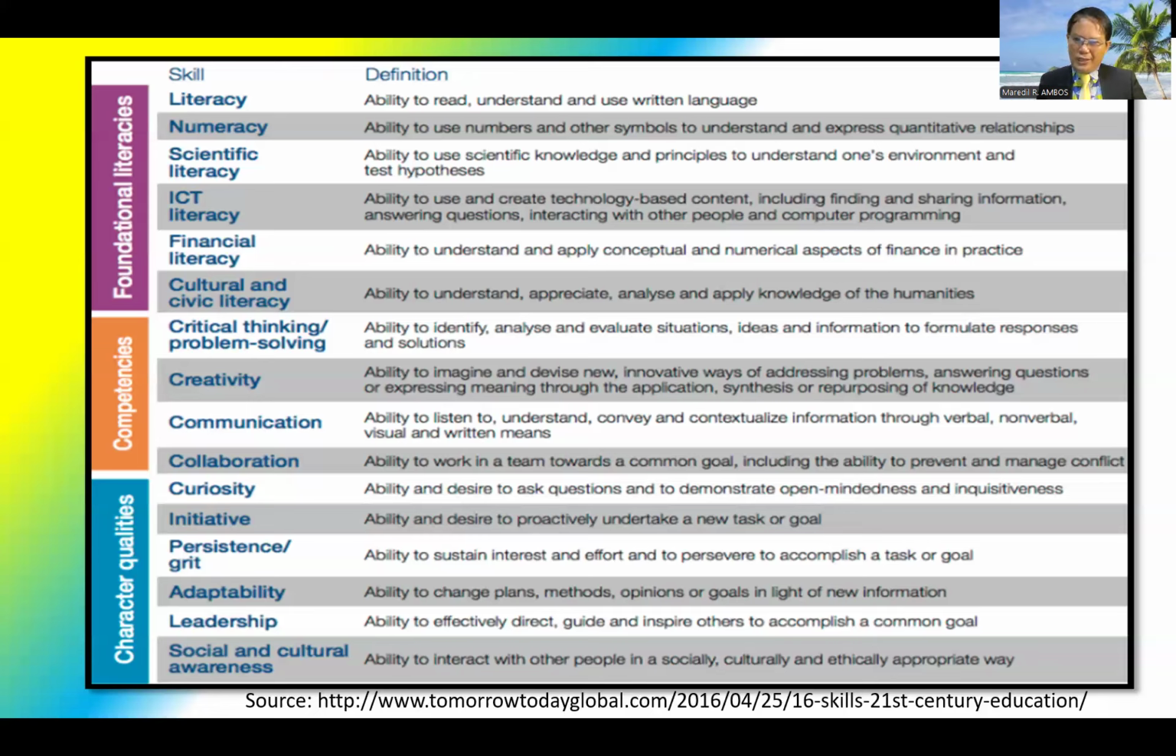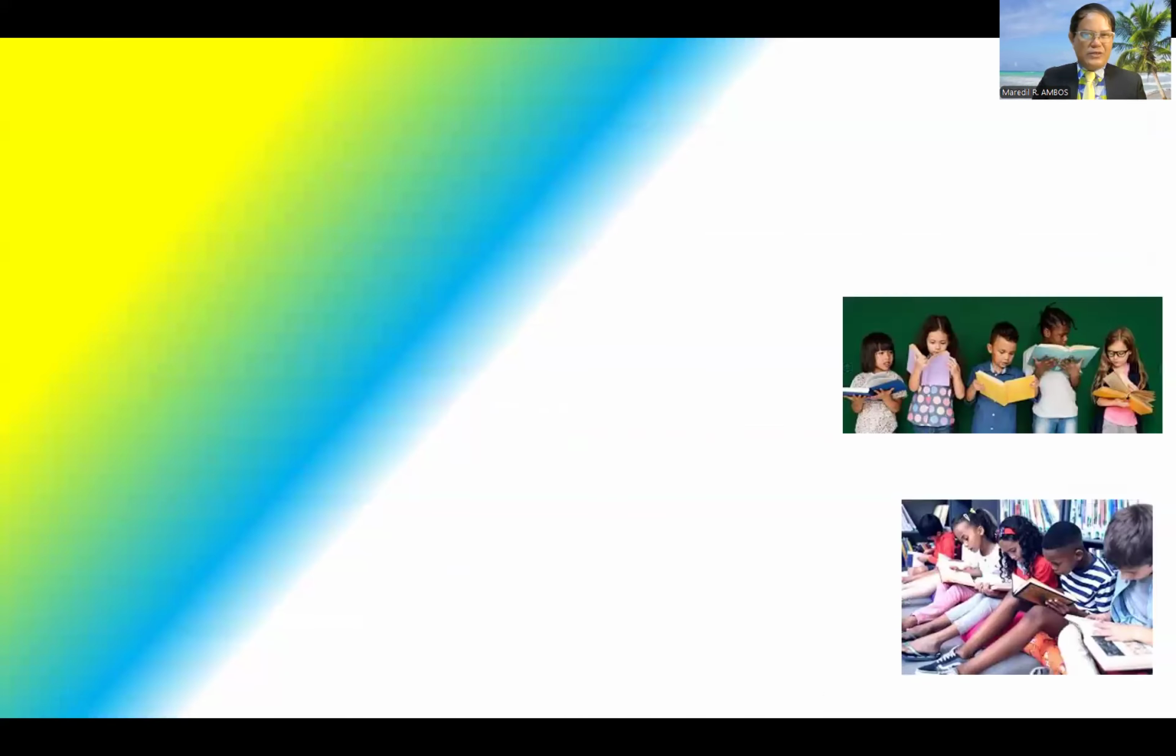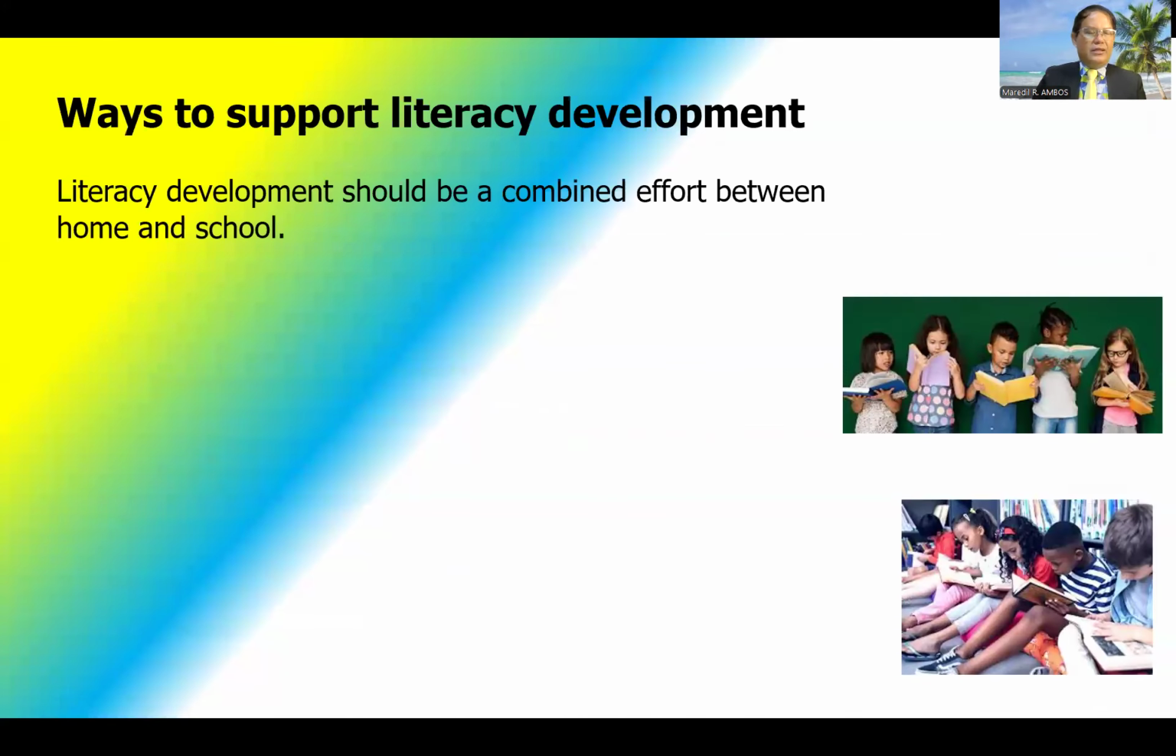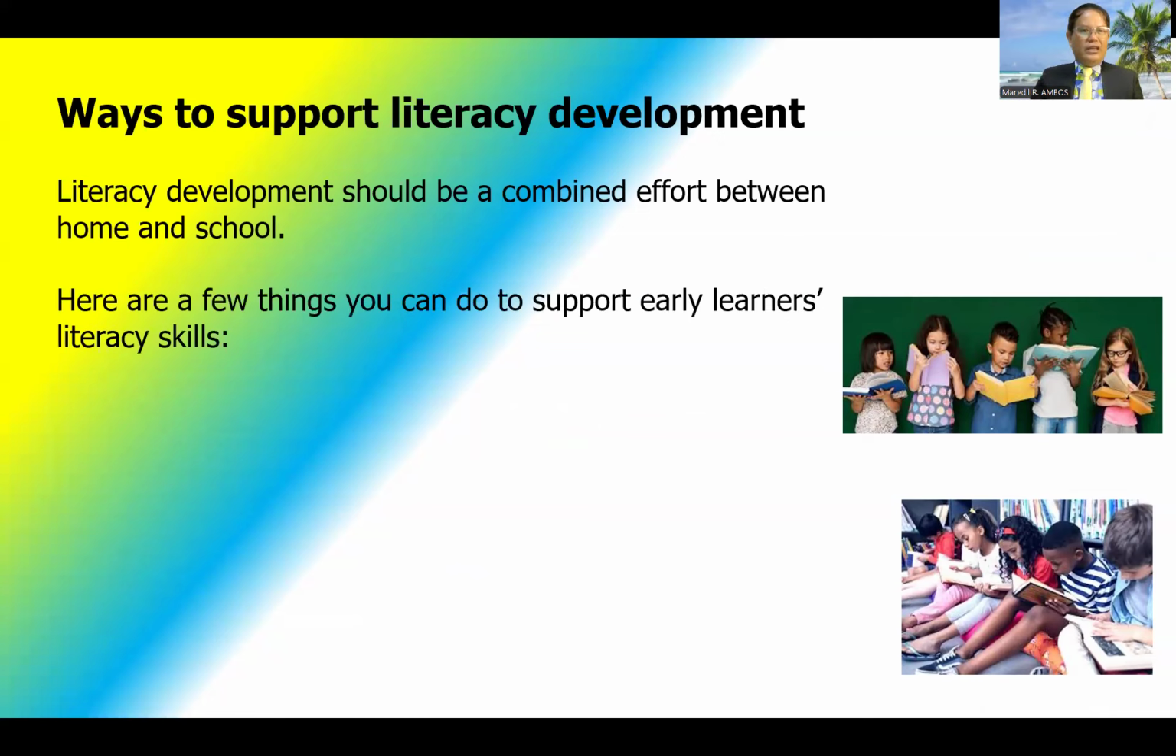So we need to be socially aware of what is happening now with our culture. Other than that, of course, we need to respect. We need to interact with people socially, and with that there is, of course, respect. So there are also ways to support literacy development. Here are the following.